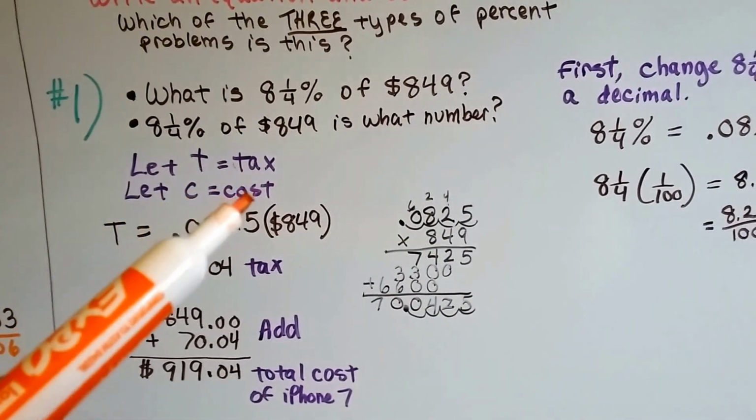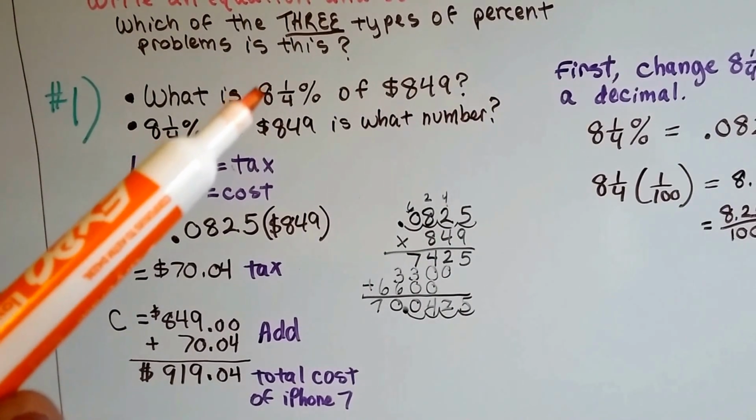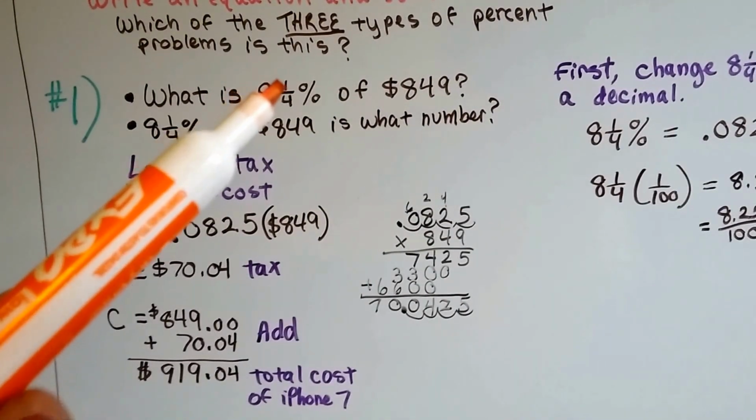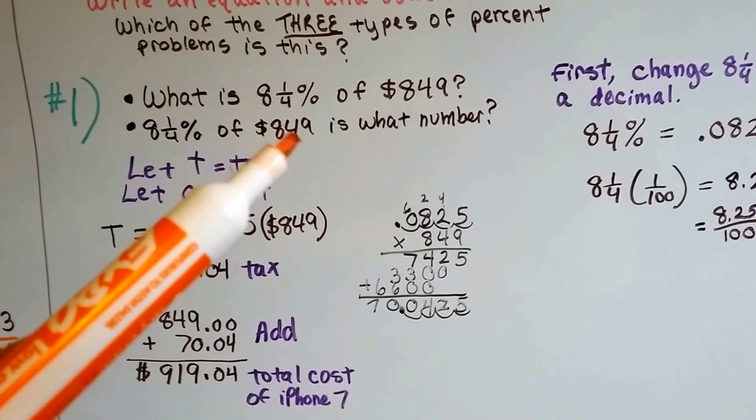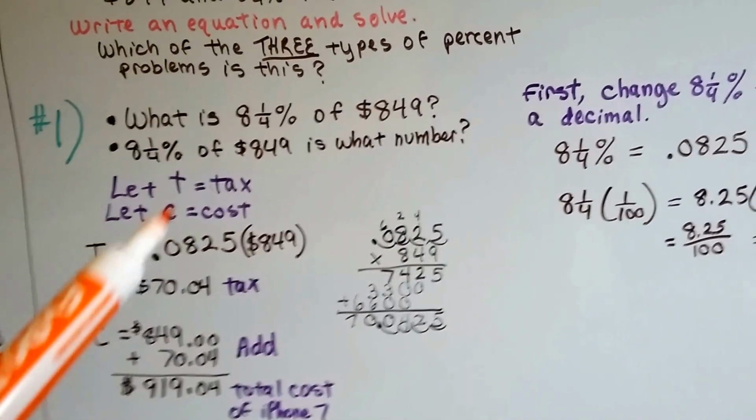we're going to let C equal the cost, because not only do we need to find out what the tax is at 8 1/4%, we need to then add it to the 849 to get the total cost. See? So we have 2.